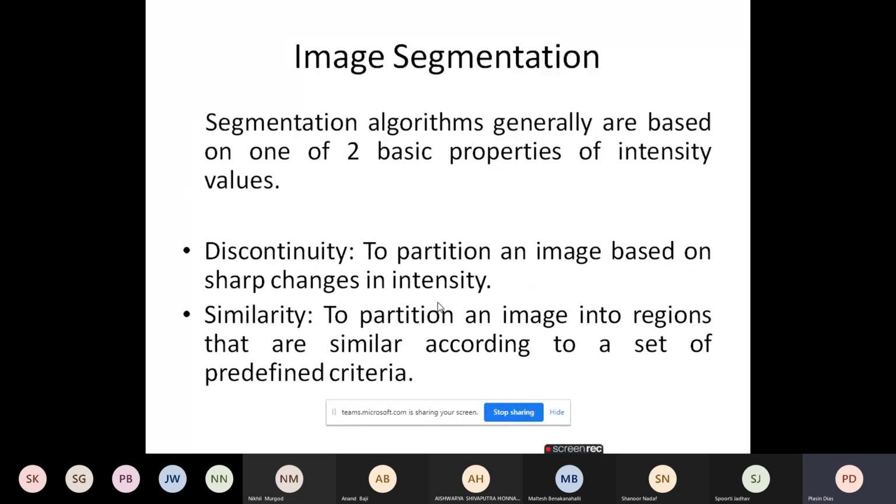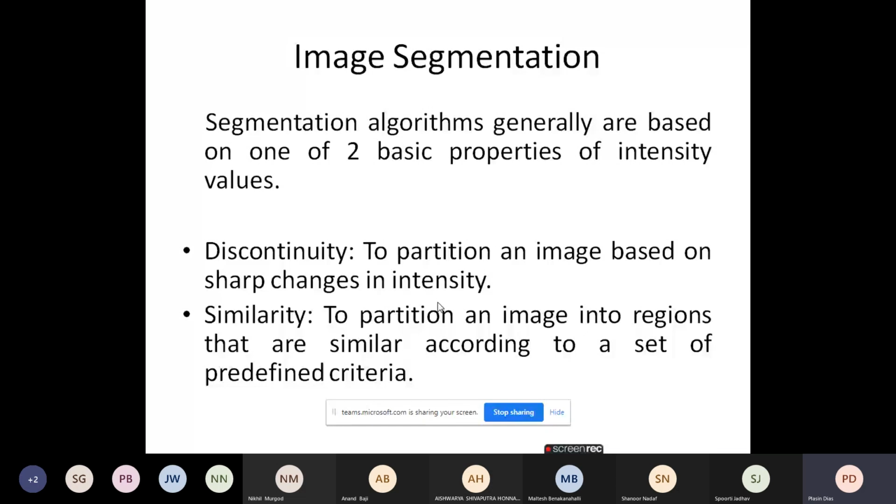So let's see on what basis segmentation algorithms are based. We know two basic properties of intensity values. Whenever we have an intensity value, we can consider two basic properties which are related to segmentation. The first one being discontinuity, the second one being similarity.